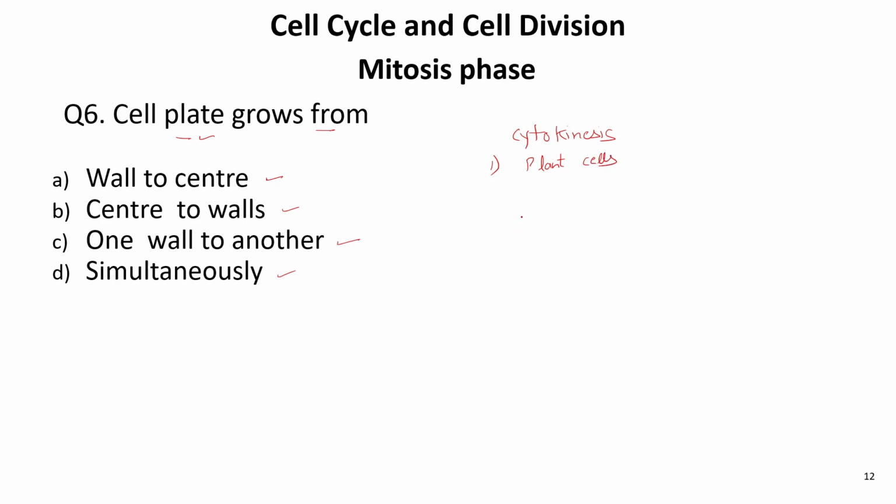So what happens? If this is a cell, the cell plate is formed in the center of the cell, and this cell plate gradually grows outward till it meets the lateral walls. So a cell plate is formed in the center and moves towards the walls. So what should be the answer? Answer is from the center to the walls.